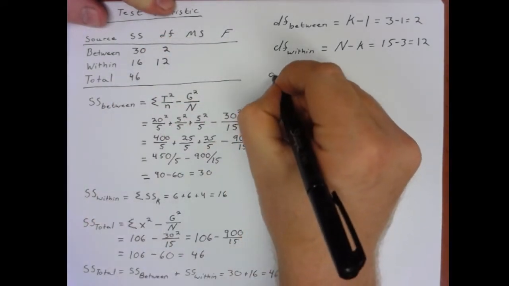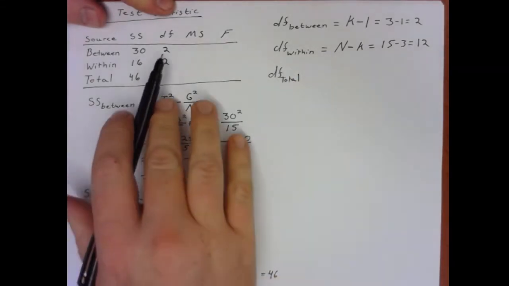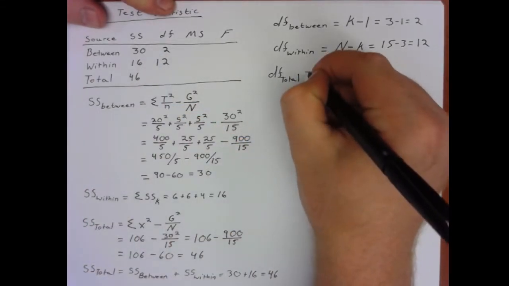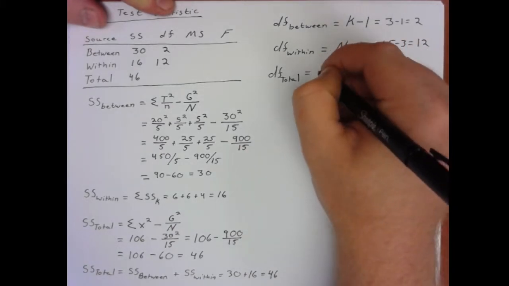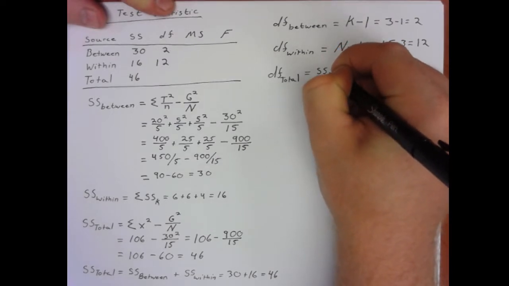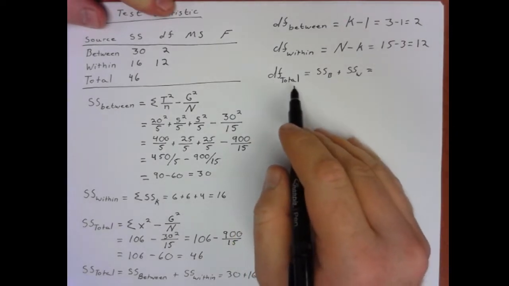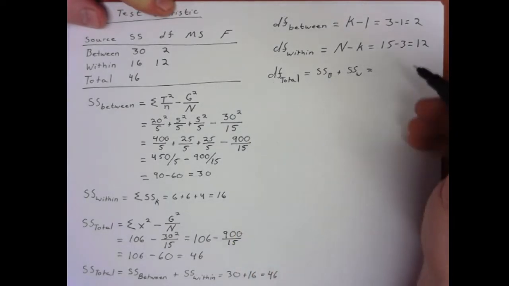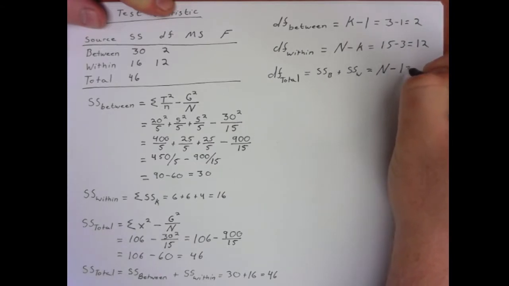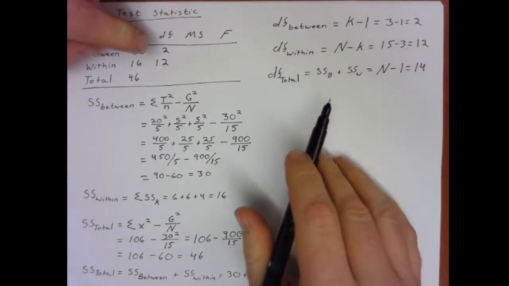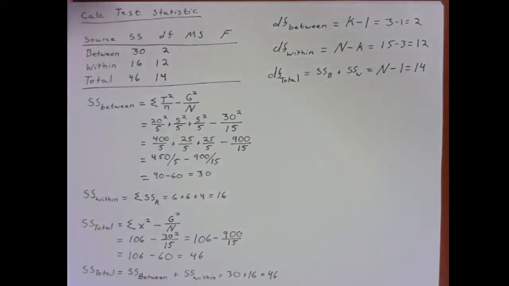Now, what we didn't do previously was calculate the degrees of freedom total. And it is similar in that the degrees of freedom between and within should equal, or the sum of them should equal, the total degrees of freedom. Another way to calculate it so we can check our math is to take the number of scores that we have in the entire experiment minus 1 to get us 14. 2 plus 12 will be 14 as well. So we are all good in terms of our math.